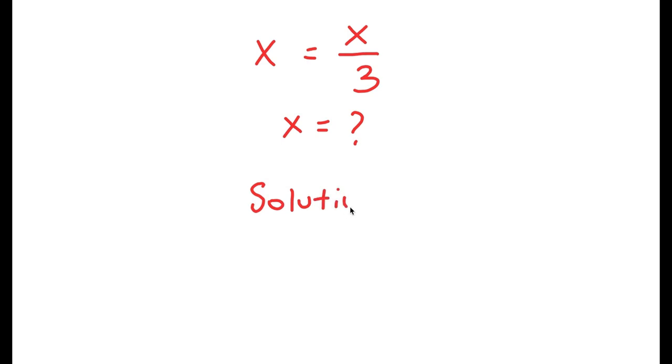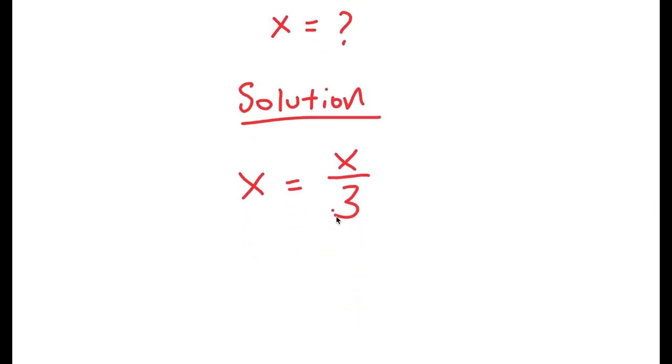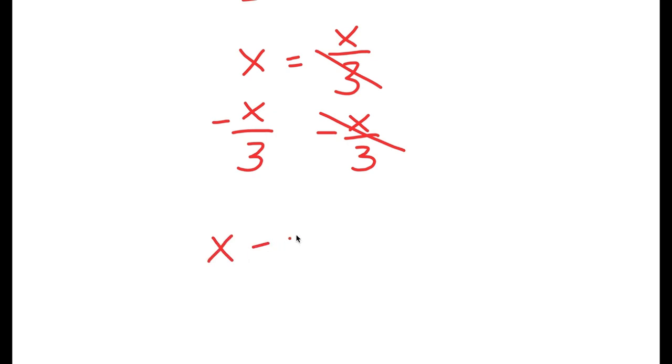Alright, so in this video, I'm going to solve the equation x is equal to x over 3. So, the variable I want to find the value of is x. So for my solution, again, my equation is x equals x over 3. And what I'm first going to do is subtract x over 3 on both sides. So then these two cancel out, and I get x minus x over 3 is equal to 0.